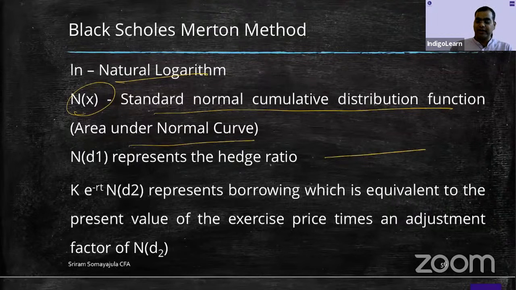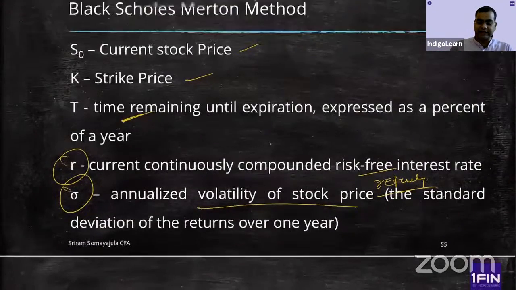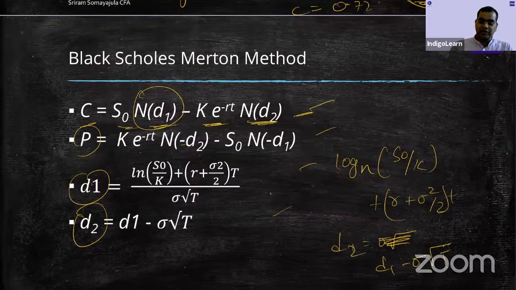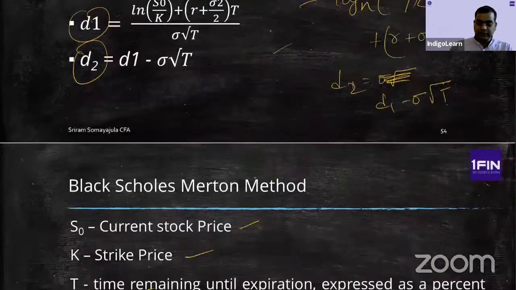If you remember, we had this normal curve like this. We are trying to find the area of the normal curve covered by this particular number, the value of that expression. Here you have an expression N(D1). N(D1) is the area covered under the normal curve for this value of D1. Spot into N(D1) minus K into e power minus RT into N(D2). D1 and D2 are given here.